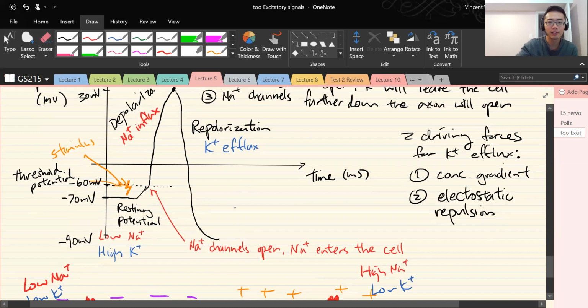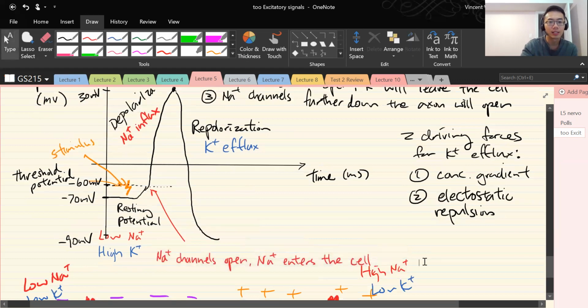All right, so at this low point, what's going to happen? Oh, this is so messy. Sorry. So at the low point here, this point, this is where the potassium channels close. Okay.